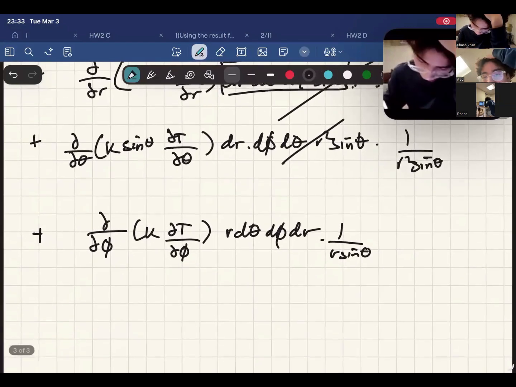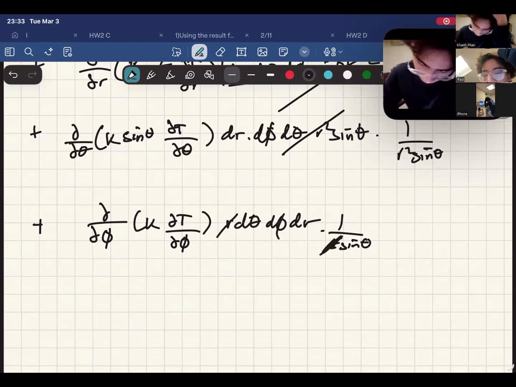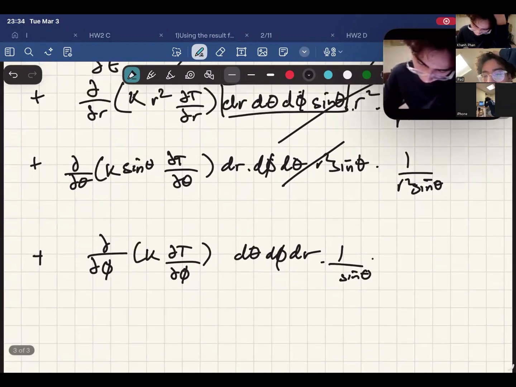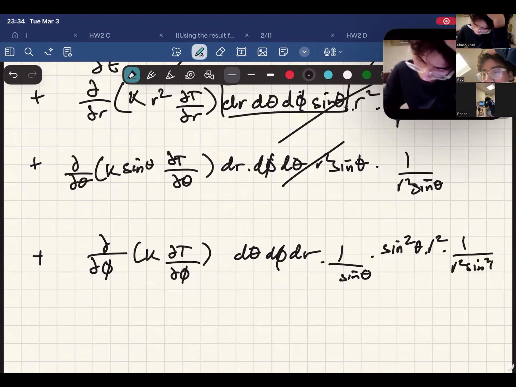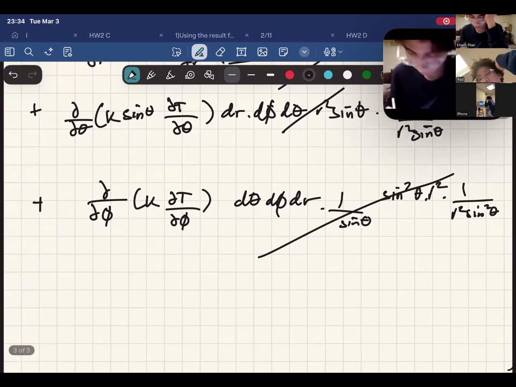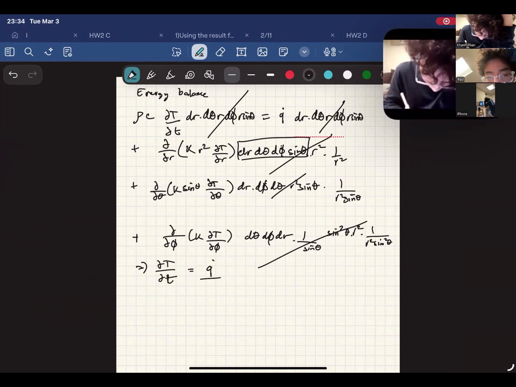And then over here, we are missing 2R. So I need to times it by sine square theta times R square, and then divided by R square sine square theta. And then we can cross out this. So we would have dT over dt, change in temperature with time, is equal to Q over rho C plus alpha.